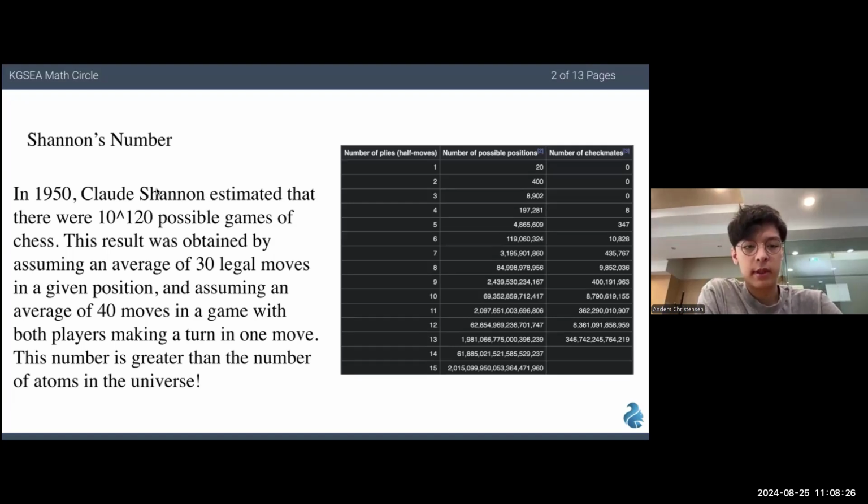In 1950, computer scientist Claude Shannon estimated that there were 10 to the 120 possible games of chess. This result was obtained by assuming an average of 30 legal moves in a given position and assuming an average of 40 moves in a game, with both players making a turn in one move. This number is actually greater than the number of atoms in the universe. So you can see here, this function grows very quickly.